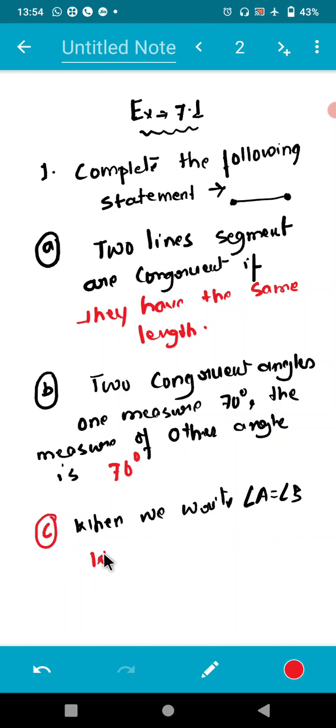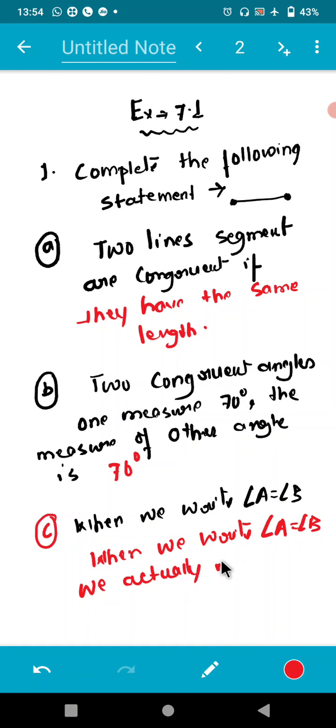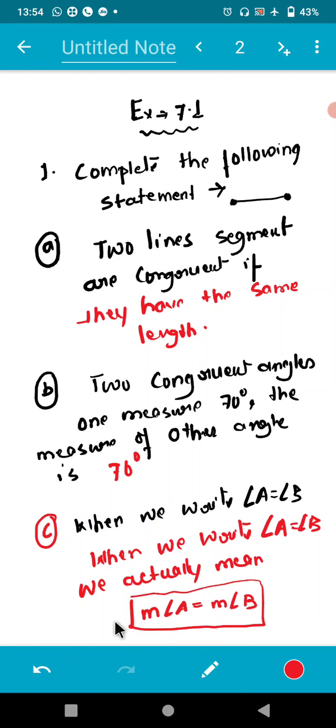When we write angle A is equal to angle B, we actually mean this: measure of angle A is equal to measure of angle B. This is what we are trying to mean. So this is the solution of all the sums of question number 1.